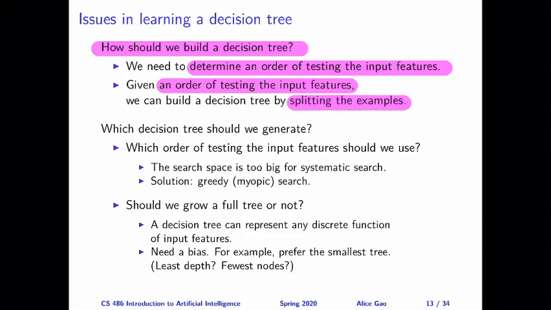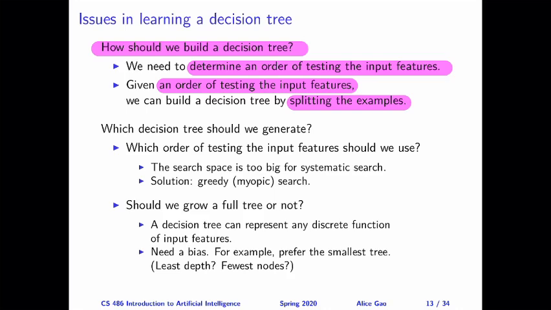All right, so this is the first question that we need to consider. And it turns out the basic information we need is an order of testing the input features. The next question: which decision tree should we generate? The reason we need to ask this question is that given a different order of testing the input features, we will get a completely different tree.